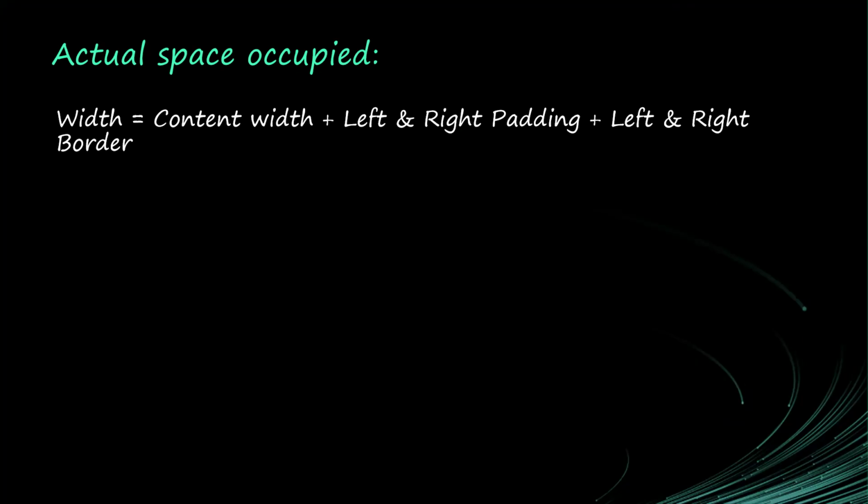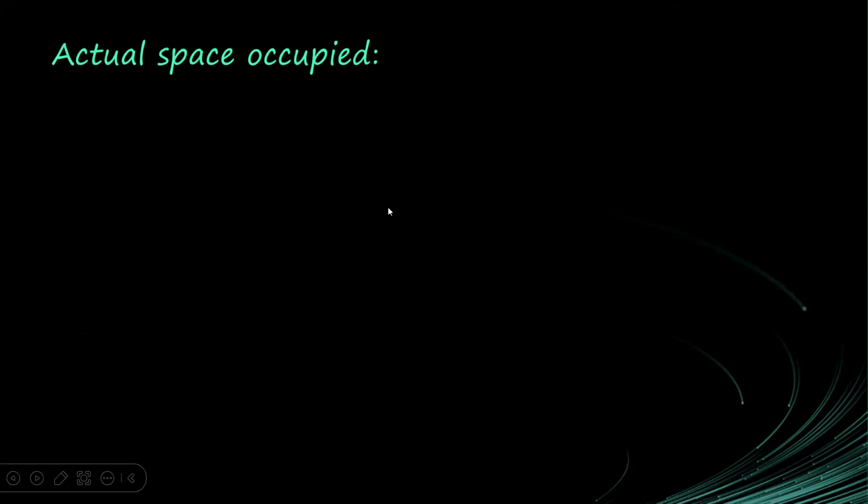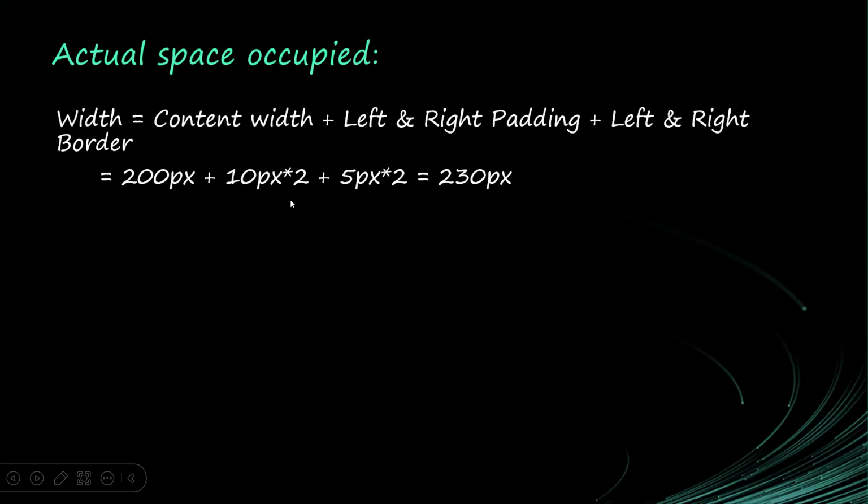If you go back, the 10 pixels came from the padding. Look, the padding is 10 pixels and the border is 5. The padding applies both left and right, so that is why we did times 2 here. Remember, the padding is around it, left and right, so that's times 2. And the border is also left and right, times 2. That is why we got 230. The height is not included.